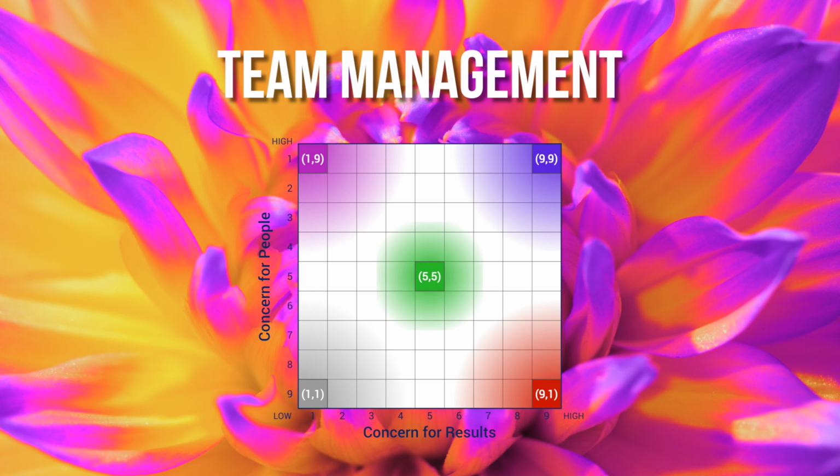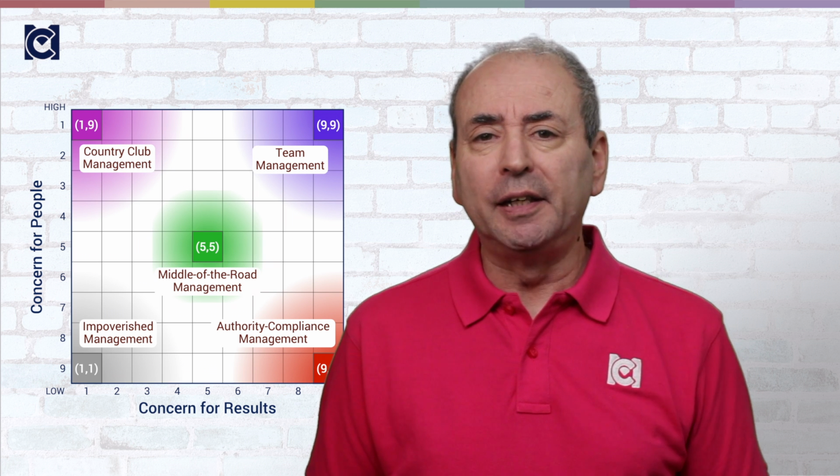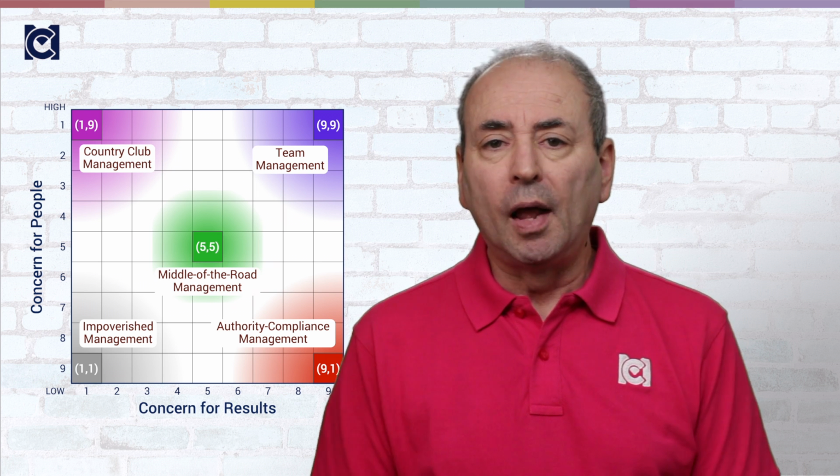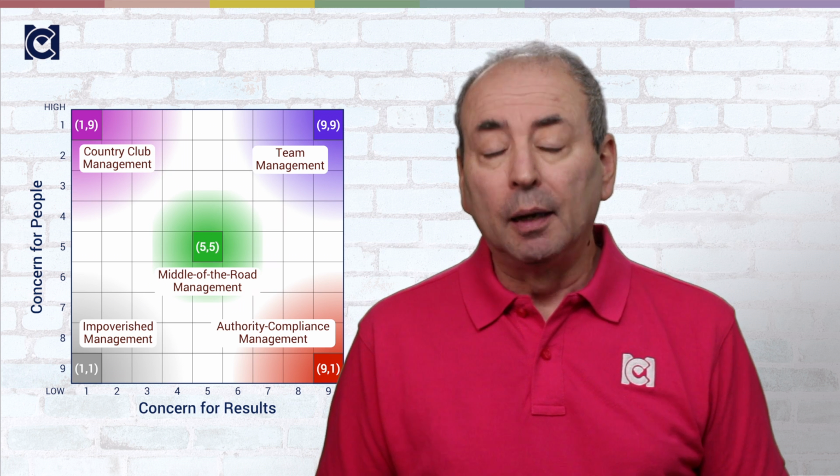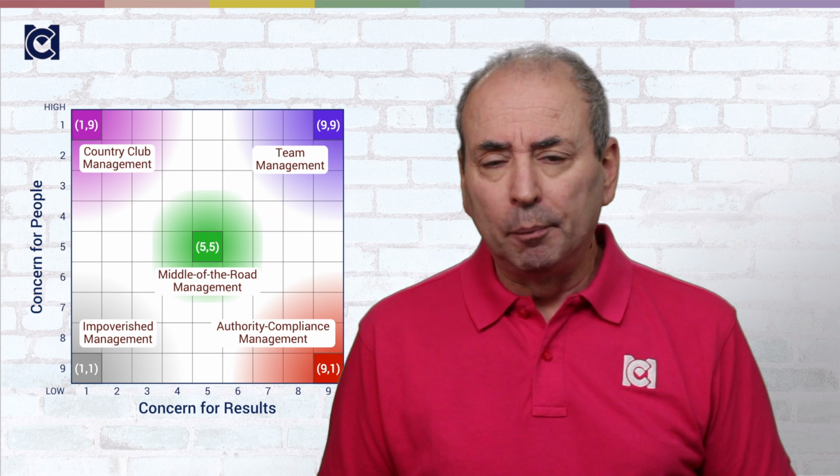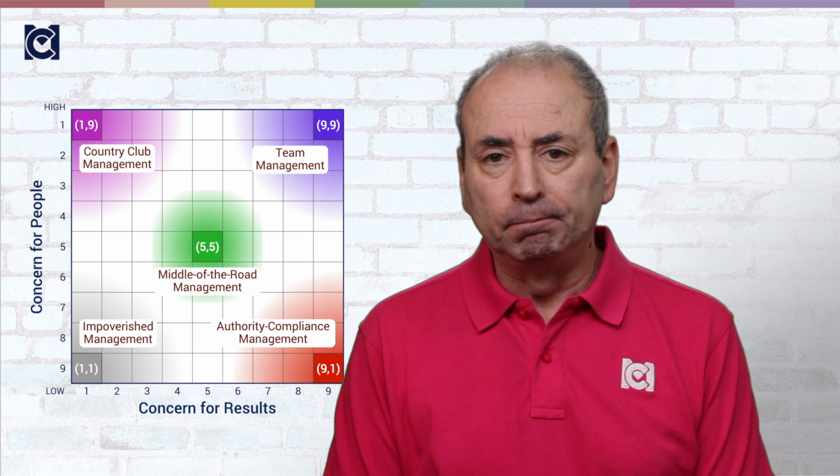Team management. High concern for results, high concern for people. As you'd expect from our earlier video, team management is the most effective of these 5 leadership styles. The leader builds a commitment and a shared sense of responsibility by cultivating relationships, but also demonstrating the value and importance of the work itself.